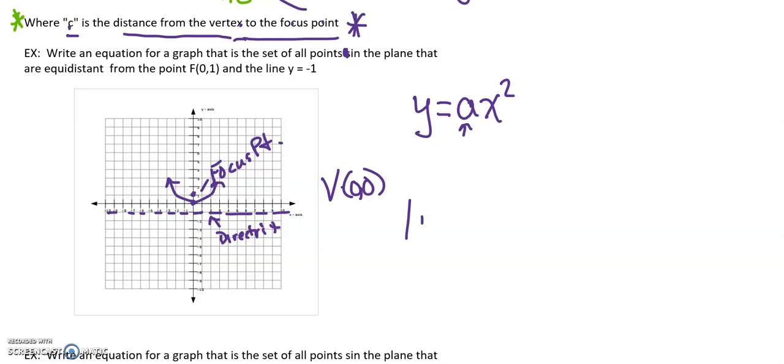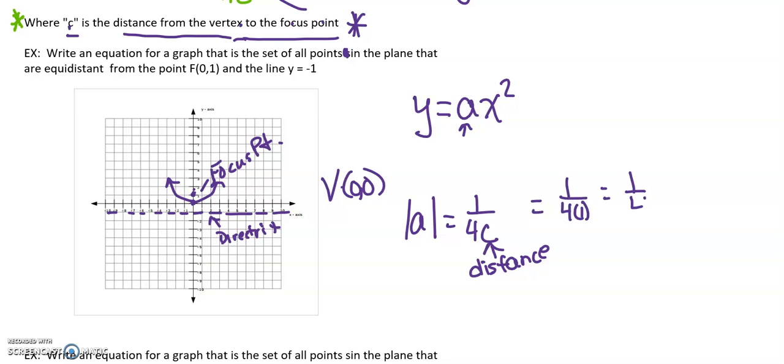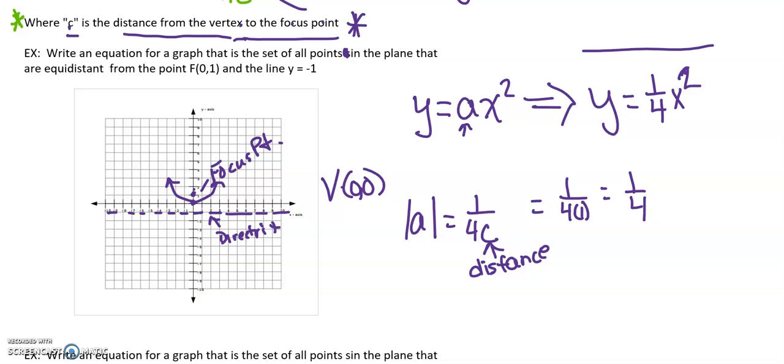Now we had a formula a while ago that said the absolute value of A is 1 over 4C. Remember, this is the distance from the vertex to the focus point. And if you look at my graph, it's 1 unit. So my A term is 1 over 4 times 1, which is 1/4. Therefore, my equation looks like this: y equals 1/4 x squared. Okay, so this is the equation for my graph.